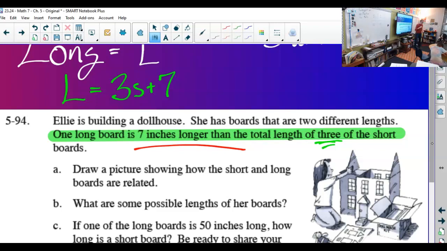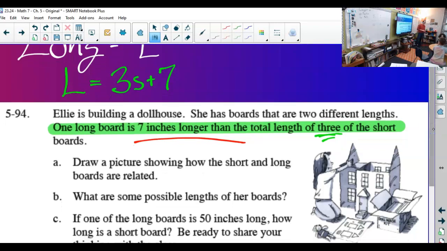And then they tell us, I forget if this is on your paper. I don't think it is. Then they tell us something in part C. What do they tell us in part C up here? It's not on your paper. Ooh, Sophie?